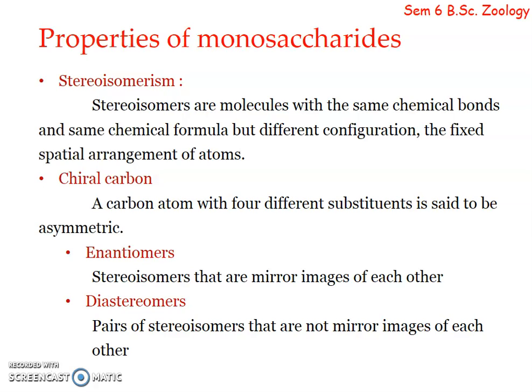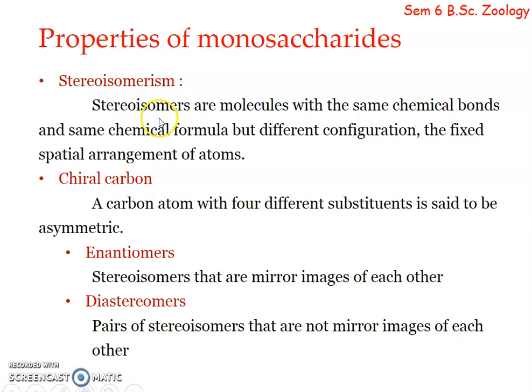And due to the presence of what? Asymmetric carbon, which is otherwise referred to as a chiral center or chiral carbon. It is a carbon atom with four different substituent groups. Okay, it is otherwise referred to as asymmetric, so it is a chiral carbon. And due to the presence of the chiral carbon, we see there is what we call stereoisomerism.